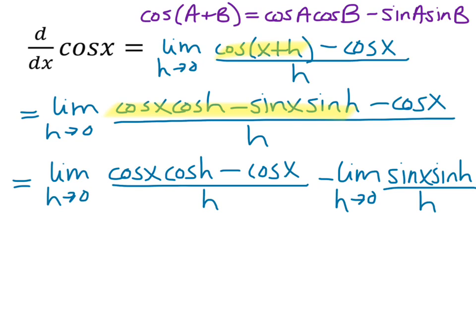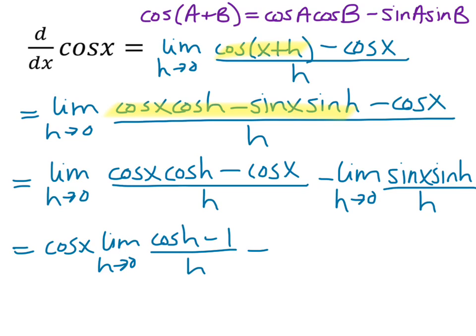On the last step, we reshuffle the terms to each have a cosine x term in them for the first limit. So similarly, let's factor out the cosine x because cosine x is constant. Limit as h approaches 0, leaving us in the first limit with cosine h minus 1 over h. This one has a subtraction sign. The limit of the difference is the difference of the limits. And at the same time, we can factor out the sine x in front of the limit as h is approaching 0. Sine x will be constant as we look at the limit of sine h over h.